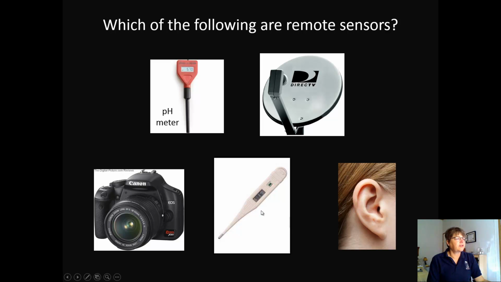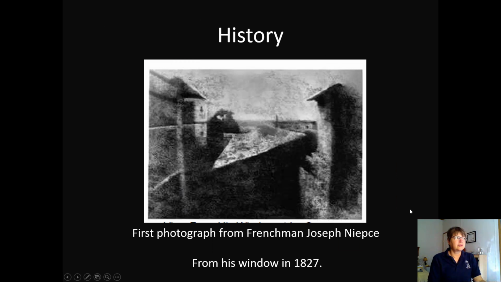Thermometer here, fever thermometer. You've got to place that under your tongue or in other unfortunate places, and it must come into direct contact with whatever it is you're trying to measure. And your ear. Your eye, for that matter. These are remote sensors. Your ears and your eyes are both considered remote sensing tools. So a little bit of history.